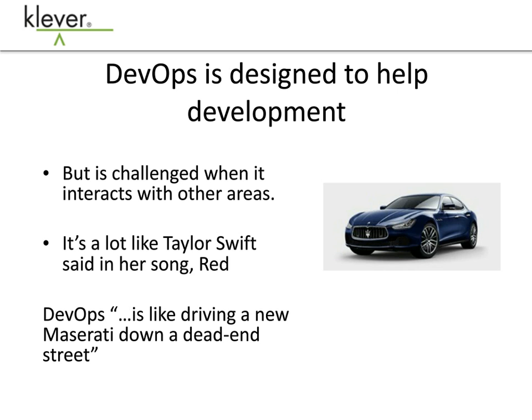I have an 11-year-old daughter, and my 11-year-old daughter loves Taylor Swift. And so I listen to it a lot in the car, and I find that a lot of her lyrics apply to other portions of my life. And in her song Red, she says that, and this is in relationship to one of her boyfriends. And by the way, if you don't want to be published in a song, don't be Taylor Swift's boyfriend. So DevOps is kind of like what she said. It's like driving a new Maserati down a dead-end street. It's a very vivid image.